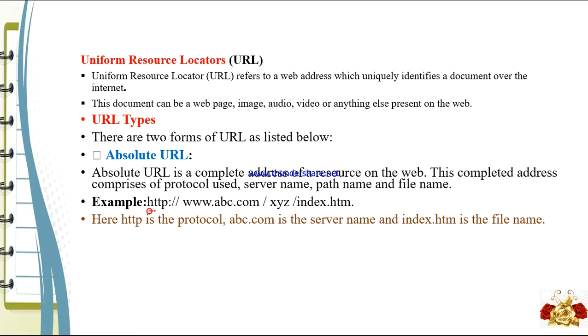HTTP is a protocol, and abc.com is a server name. Suppose we are opening the Anna University website, then www.annauni.edu is the server name, and then it continues with index.html. This is a file name.